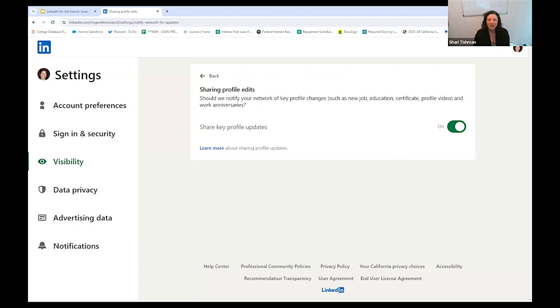Any other questions? It takes effect immediately, Alan, this on off. All of these settings take effect immediately. Good question.